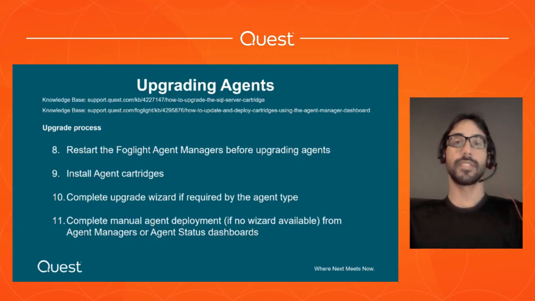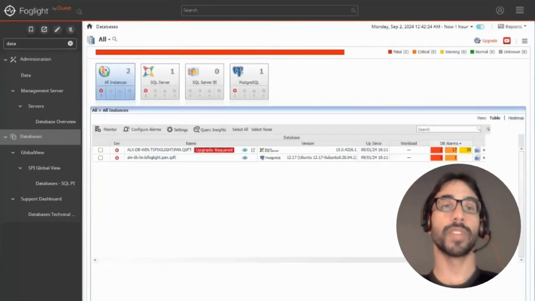After that, install the agent cartridges for the desired agent types, and depending on the installed cartridge, for some of them, such as SQL Server, Oracle, and DB2, they will need to go over the upgrade wizard from the database's dashboard to finish the upgrade process. For the agents that do not have an upgrade wizard, the process would need to be completed from the agent managers or agent status dashboard to perform the deployment of the agent package. In this example, we'll upgrade the SQL Server cartridge using the wizard.